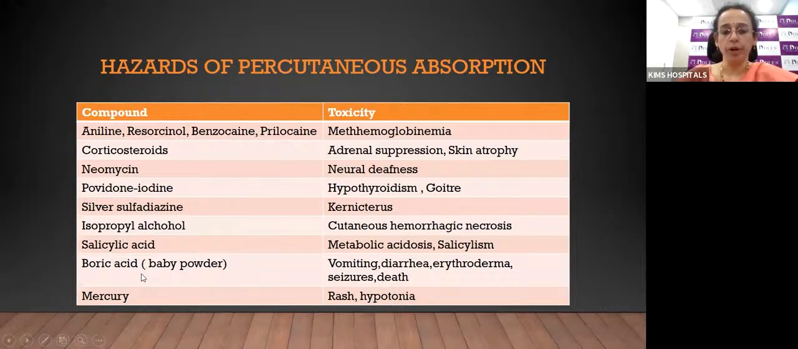Boric acid, which is a component of baby powder, sometimes causes vomiting, diarrhea, erythroderma, seizures, and death. Mercury can cause rashes and hypotonia. So we should be aware of the different chemicals in various compounds which we are applying on the skin of the baby and the potential complications of their systemic absorption before we apply them. In extremely preterm babies, we generally avoid using povidone iodine and also use a lesser concentration of skin preparation whenever we are doing procedures, to avoid skin injury.